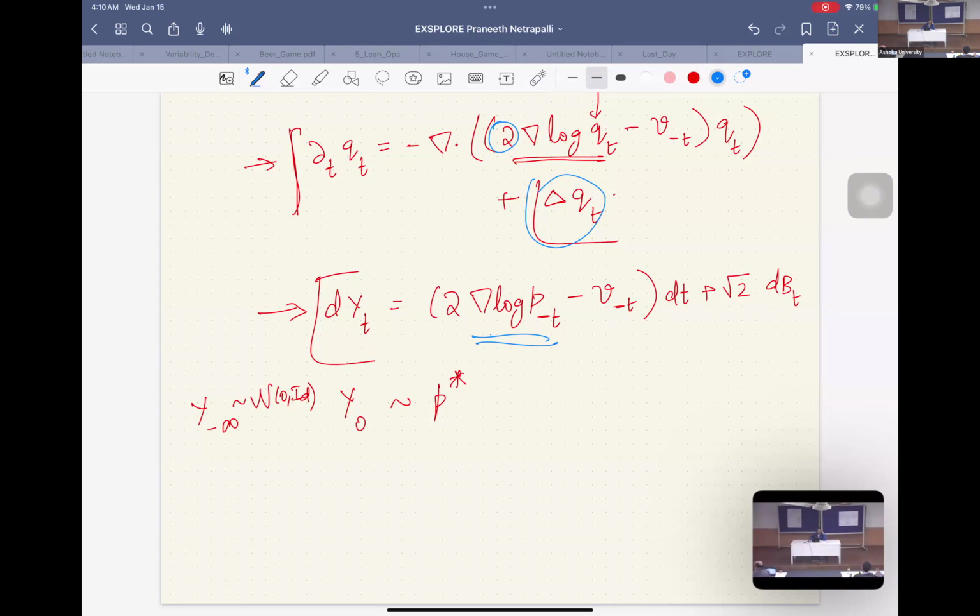No, we'll not be doing any kernel density estimation. We'll be using neural networks or something to do grad log p minus t estimation. That's where we will get to next. But it's not density, it's score function estimation. This is called the score.